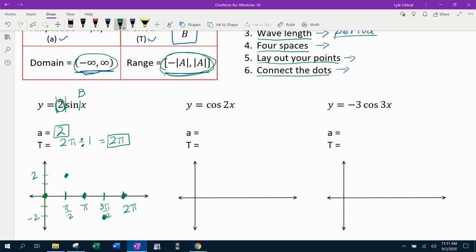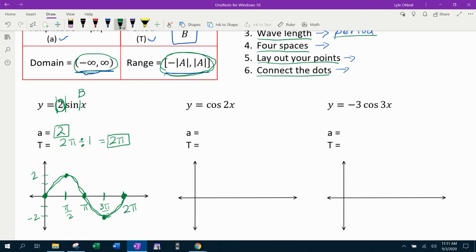And last but not least, we have step number 6, connect the dots. And we have our wave. That is graphed. That is 1 period. If it said to graph 2 periods, I would just continue in the positive x direction, lay out 4 more spaces, and continue to lay out my points and connect the dots, okay? But that's 1 period of that wave.